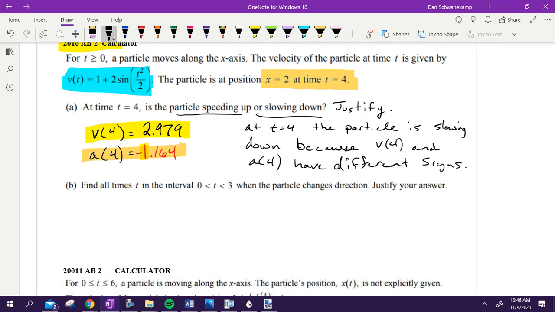To determine if something is speeding up or slowing down, you're looking at velocity and acceleration. If velocity and acceleration have the same sign, you're speeding up. If they have different signs, you're slowing down. That's it. That is what you need to write down every time. There is no wiggle room there. You write down what velocity is, you write down what acceleration is, and then to justify, they either have the same or they have different signs. Yes, ma'am.